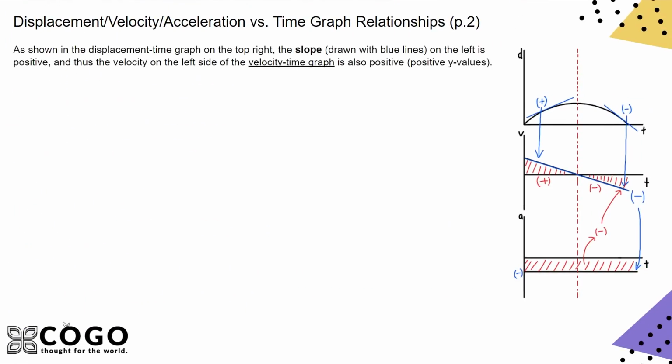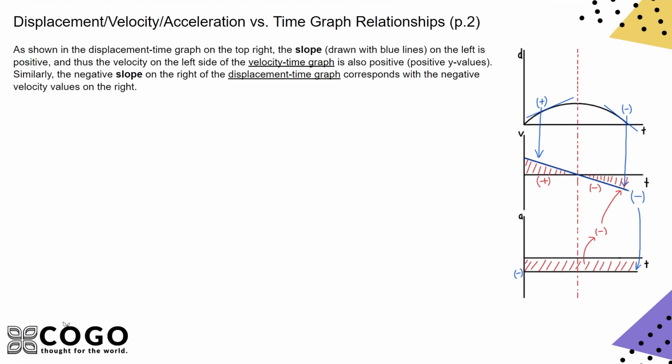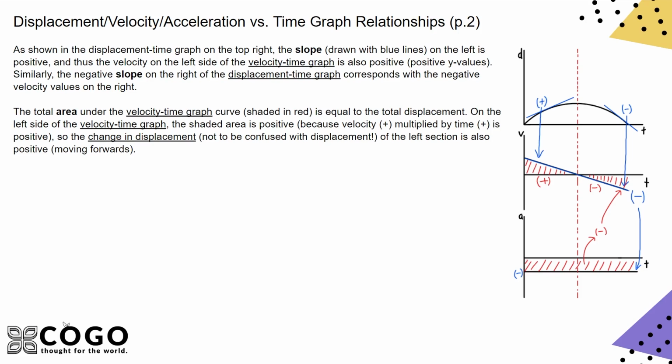As shown in the displacement time graph on the top right, the slope, drawn with the blue lines, on the left is positive, and thus the velocity on the left side of a velocity time graph is also positive, and has positive y values. Similarly, the negative slope on the right of the displacement time graph corresponds with the negative velocity values on the right. The total area under the velocity time graph curve, shaded in red, is equal to the total displacement.